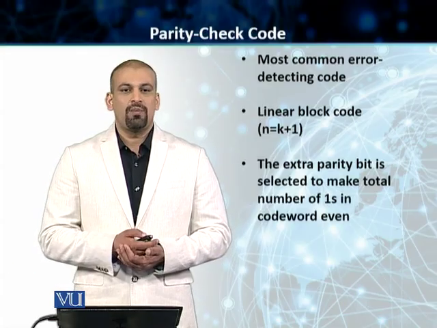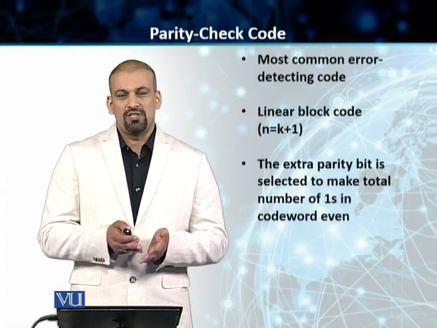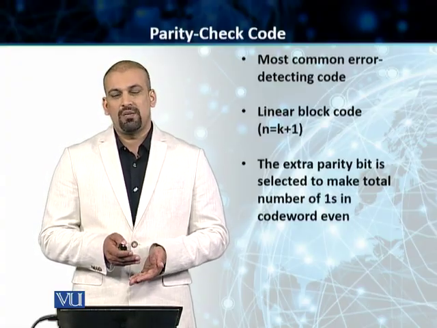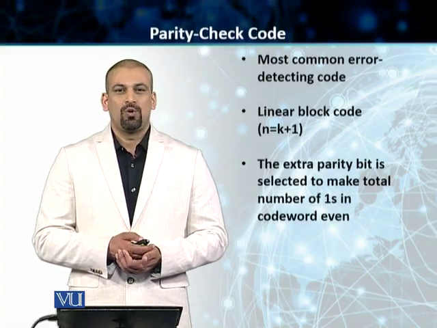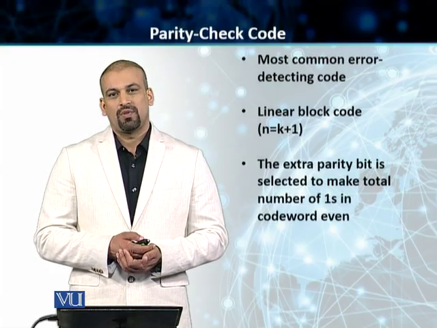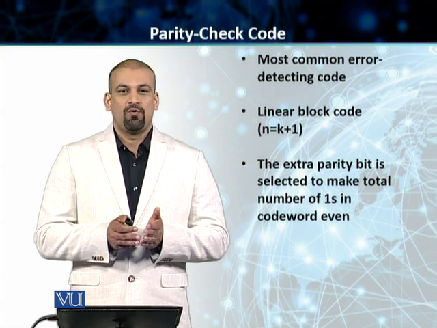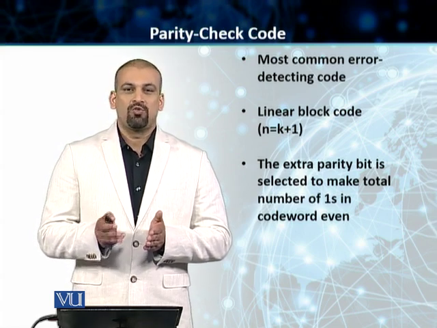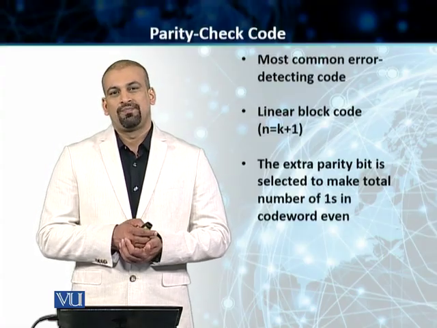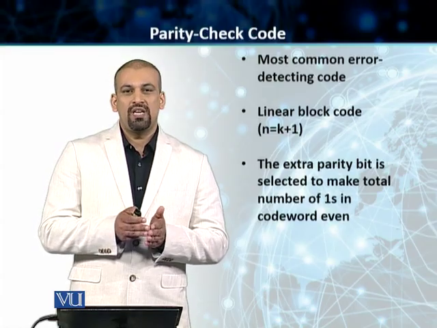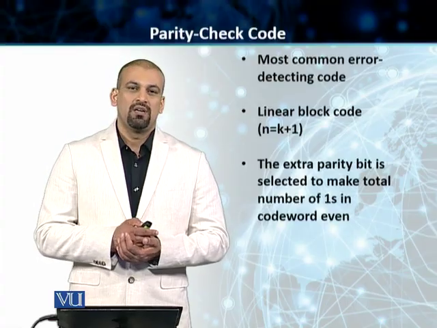Students, how do we select this extra parity bit, whether it's going to be a 0 or a 1? We select this extra parity bit in order to make the total number of ones in our code word even. So students, in this particular case, अगर हमारे पास जो total number of ones हैं वो odd हैं, तो our extra parity bit is going to be a 1, so that our total number of ones becomes even. If the total number of ones is already even, that extra parity bit that we are going to be adding to our code word is going to be a 0.